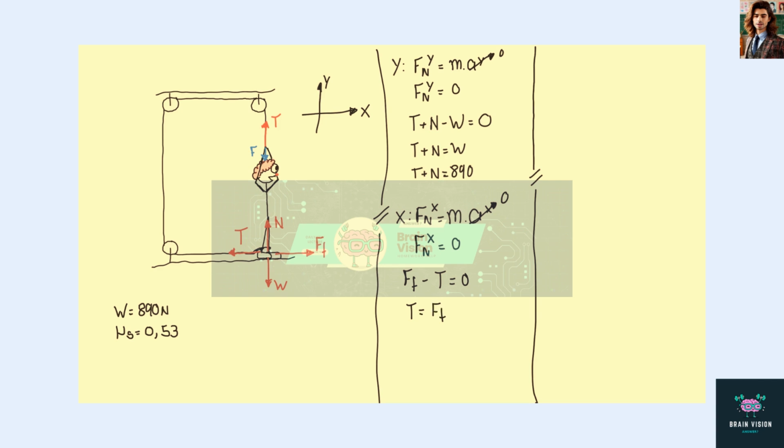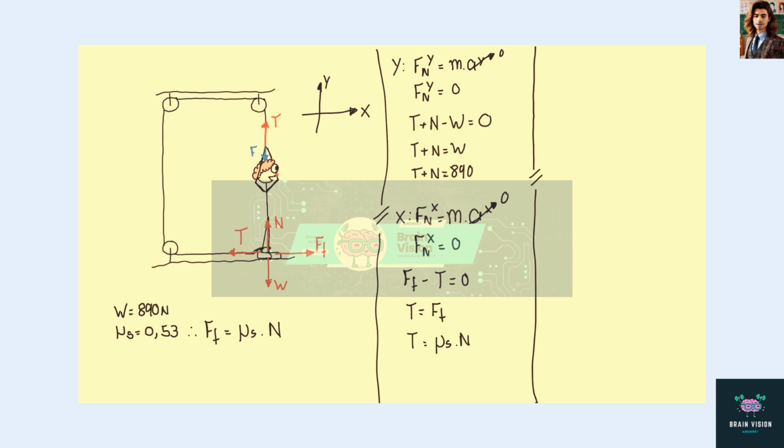Now, what is the maximum value of the frictional force? We want the limit situation. So for the limiting situation, we have to calculate the maximum value of the frictional force. And we know that the maximum value of the frictional force is equal to the static frictional coefficient times the normal force. Then, in order for the clown to be almost moving, we have to have a tension that is equal to the static frictional coefficient times the normal force.